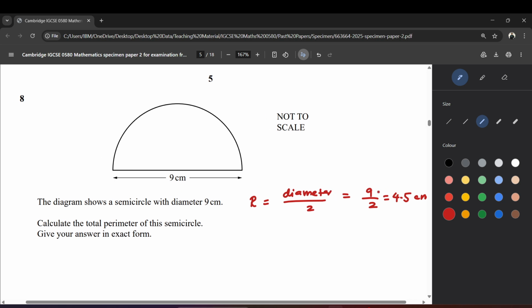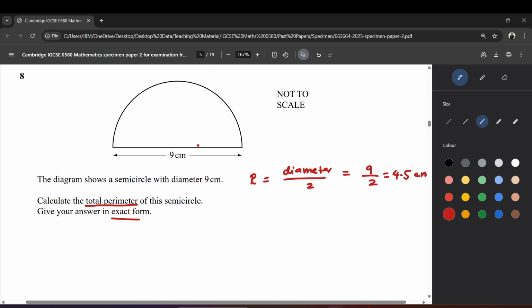Now, depending on the question, I can either use the fractional form or I can use the decimal value. That depends on what is the requirement. It says calculate the total perimeter of this semicircle, give your answer in exact form. Now, perimeter basically means adding 9 centimeters with this arc. Because this is a semicircle, this arc length is going to be half of the circumference.